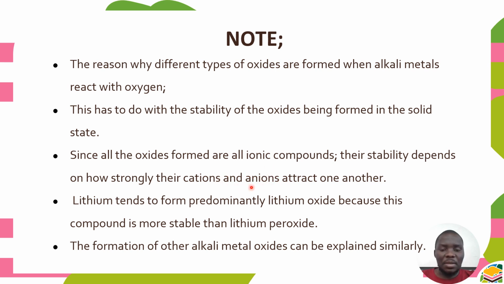When a nonmetal gains the valence electrons, it becomes an ion. So the stability depends on how strongly these attract one another. Lithium usually forms predominantly lithium oxide. It means the stable compound of lithium will be lithium oxide, not lithium peroxide, because this compound is more stable than lithium peroxide.